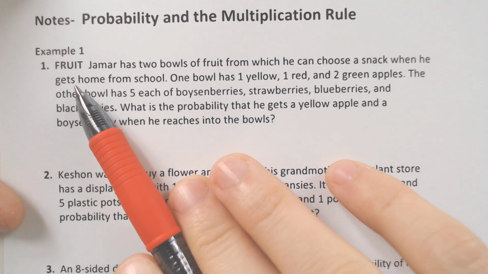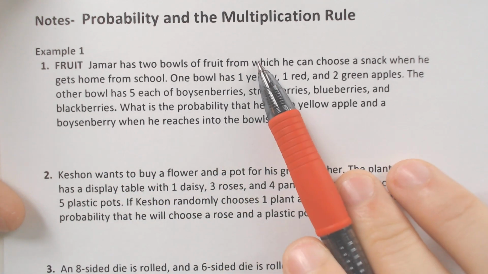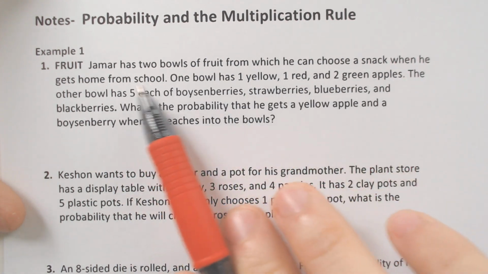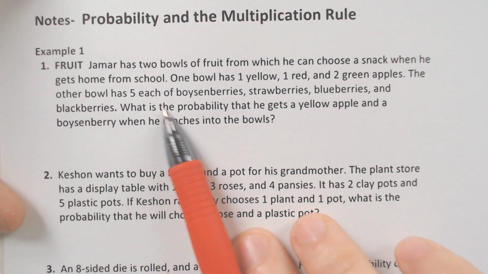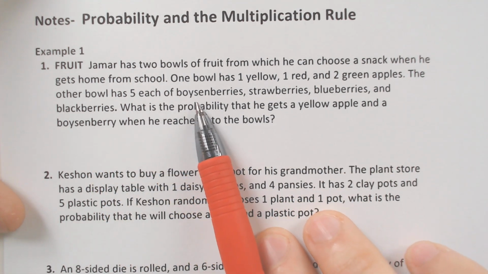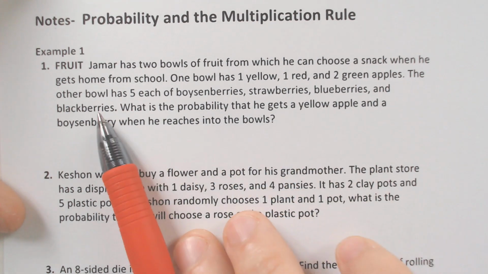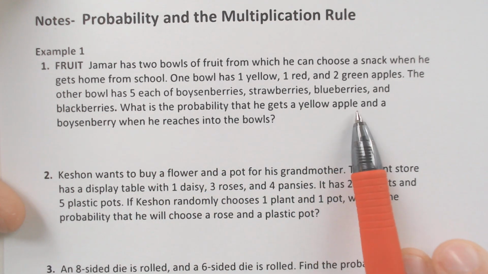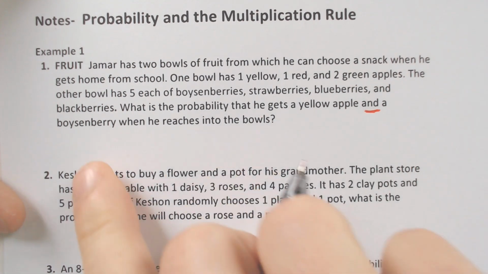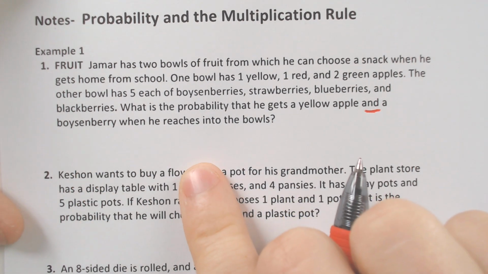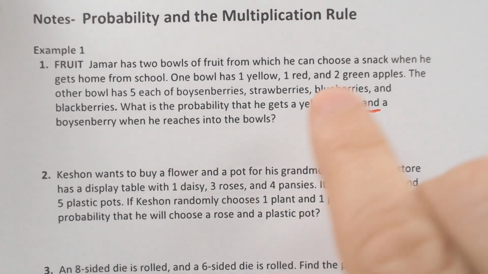So our first example, we got some fruit. Jamaro has 2 bowls of fruit and he chooses a snack when he gets home. One bowl has yellow, red, and 2 green apples. The other has 5 of each: boysenberry, strawberry, blueberries, and blackberries. What is the probability that he gets a yellow apple and, the key word here is and, a boysenberry when he reaches into the bowls separately, with one in one hand and one in the other?